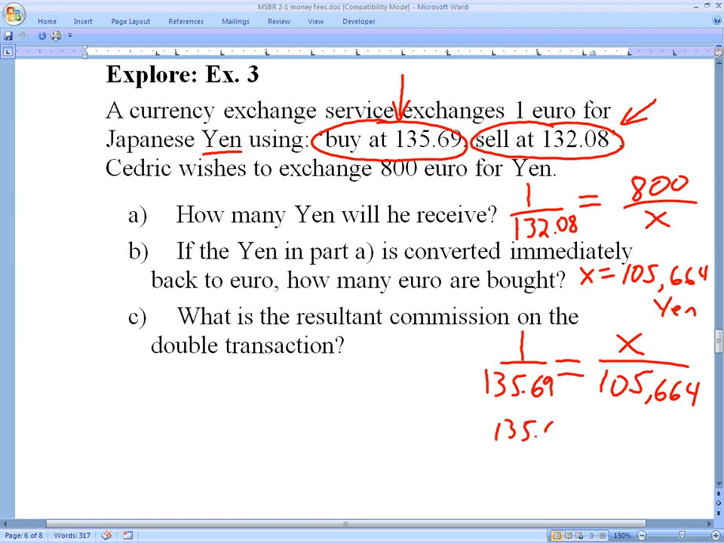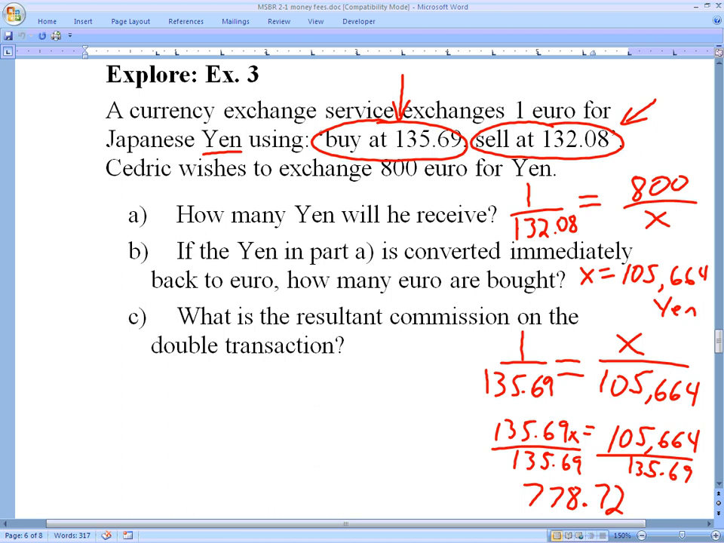So we go ahead and cross multiply. We get 135.69x equals 105,664. Divide both sides by 135.69, and we get the number of euros back is 778. They didn't tell us how to round, but I'm going to do it to two decimals. For money, that's generally standard, so 778.72, except this is all euros, so I'll label that as such rather than dollars. And that would be the answer to part B. This one was our answer to part A.